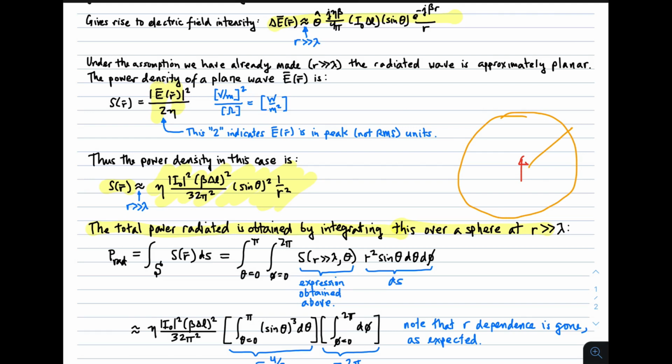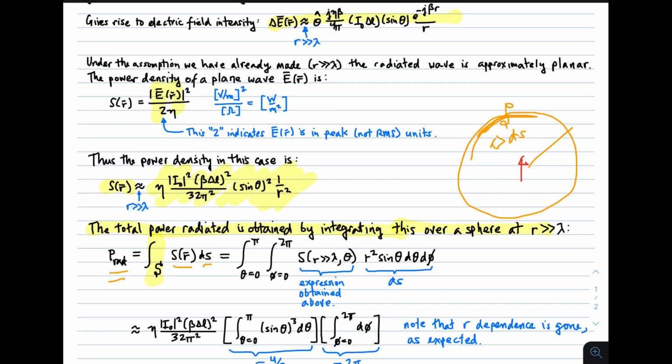And the total power which is radiated, P sub rad, is then given by an integral over the surface script S. Script S is referring to this sphere here that we're integrating over. The integrand is the power density expression. And then dS, the differential unit of surface area. So dS is a little chunk on the sphere, as shown there.